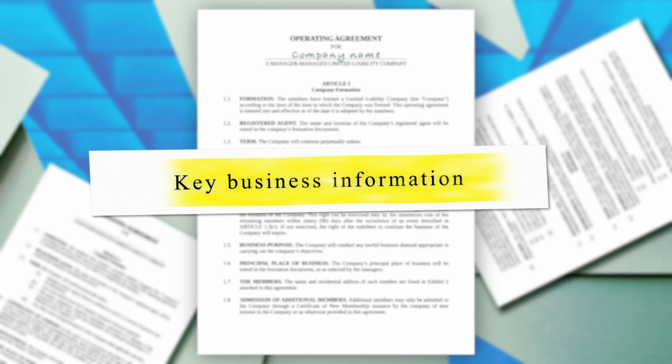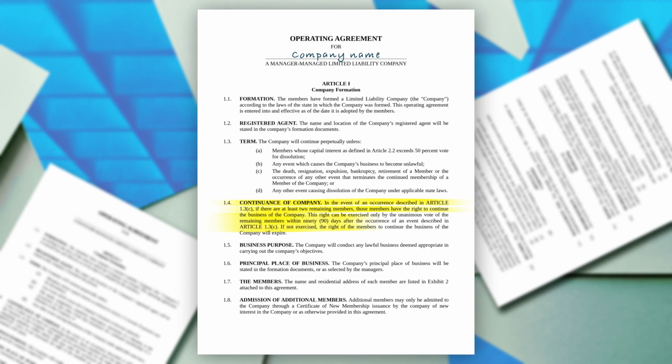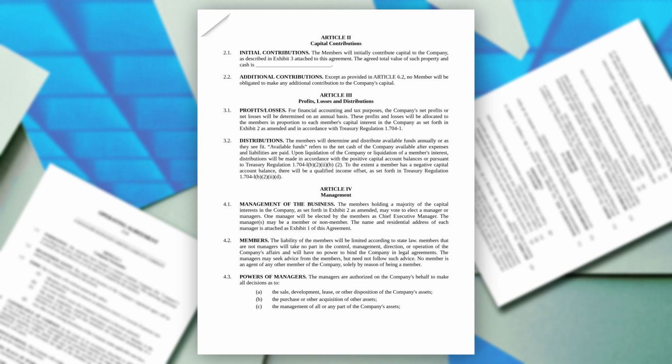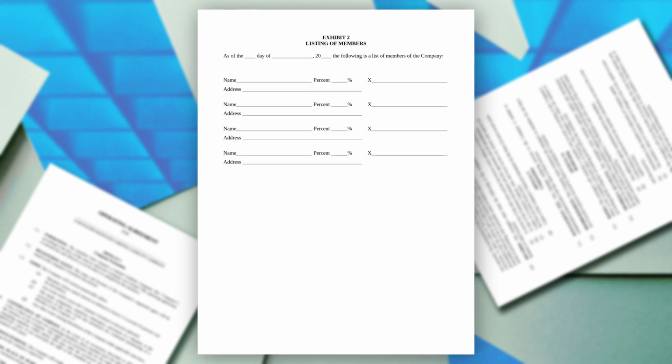It lists key business information as well as situations that can end the business and how members could continue the LLC. Member is the term for the owner of an LLC. This article also explains how to add more owners. Section 7 notes that all members should be listed in Exhibit 2 of this agreement. You'll fill in the date, list all of the owners with their ownership percentage and address, then have them sign the document. Since this is an internal document, owners can keep their privacy.